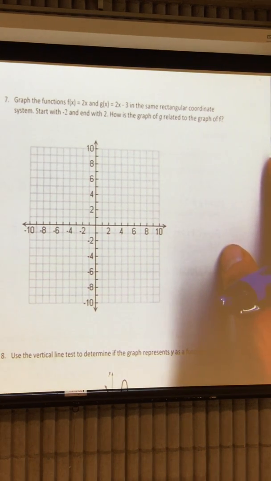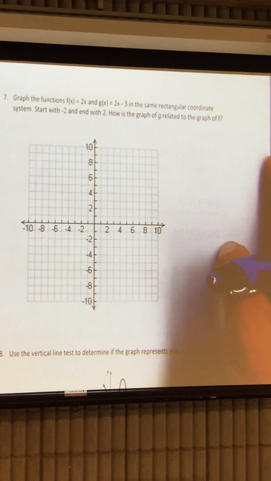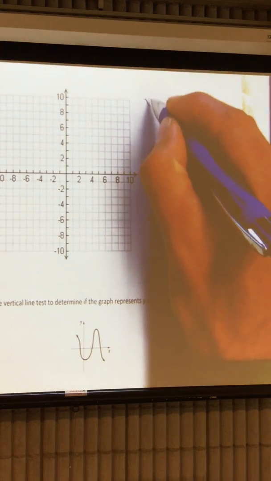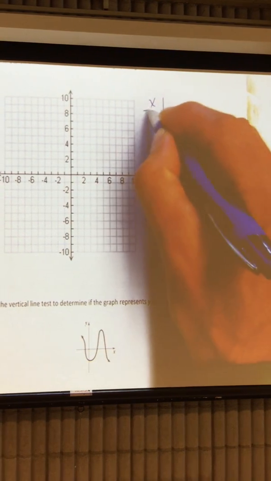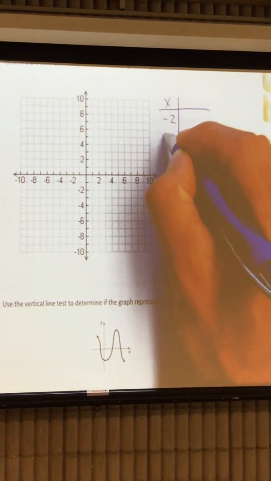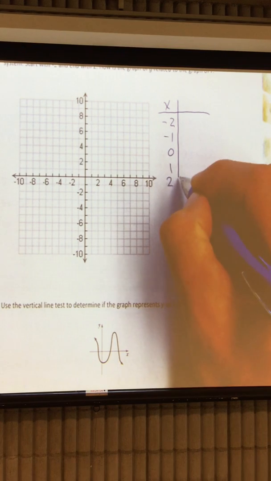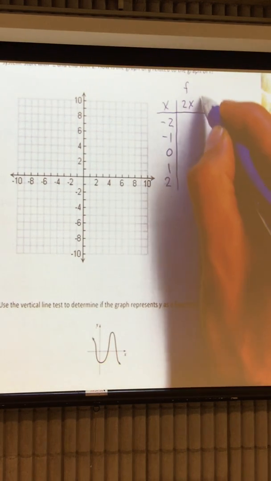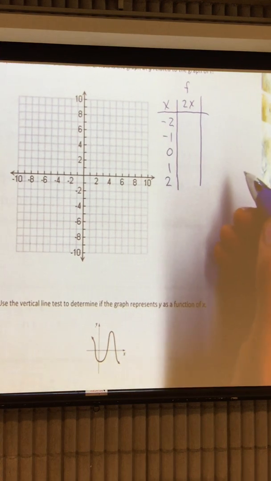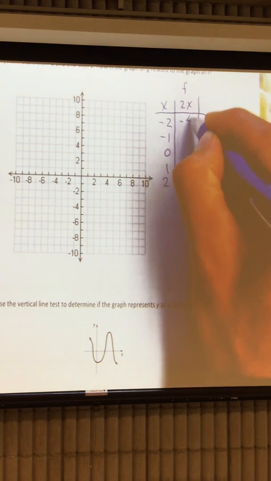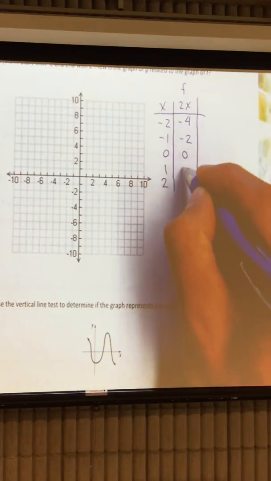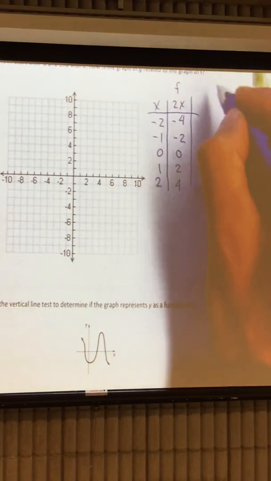Graph the function f of x equals 2x and g of x equals 2x minus 3 in the same coordinate system. We wish to use values of x that run from negative 2 through positive 2. So to compute the functional values for f, we simply multiply each of the x values by 2, giving us negative 4, negative 2, 0, 2, and 4.